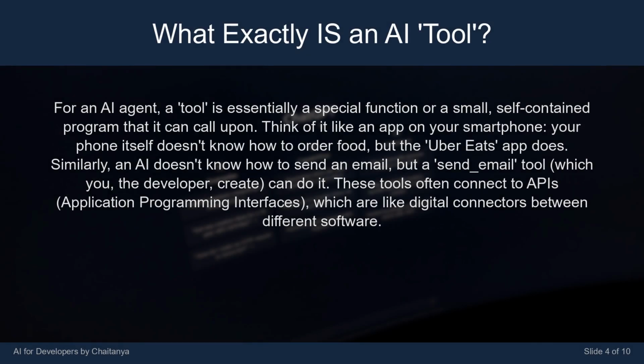For an AI agent, a tool is essentially a special function or a small, self-contained program that it can call upon. Think of it like an app on your smartphone. Your phone itself doesn't know how to order food, but the Uber Eats app does. Similarly, an AI doesn't know how to send an email, but a send_email tool, which you, the developer, create, can do it. These tools often connect to APIs, application programming interfaces, which are like digital connectors between different software.